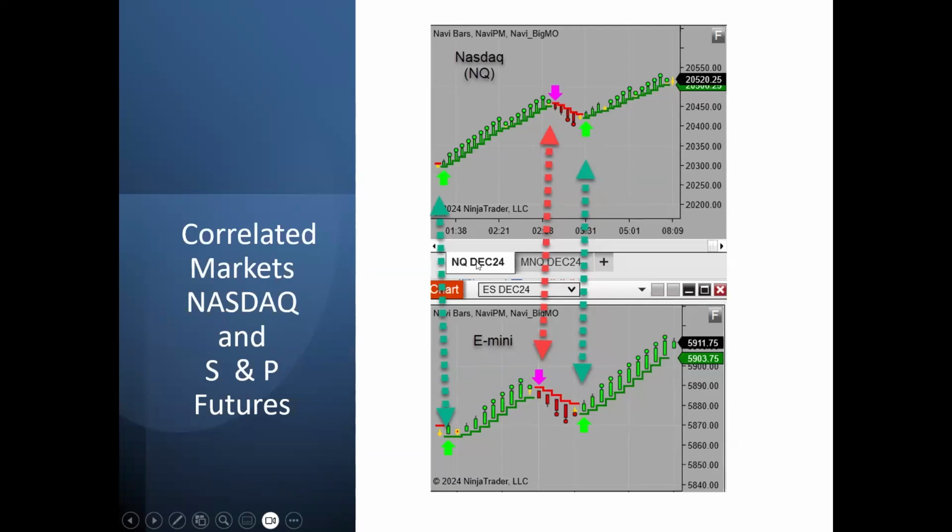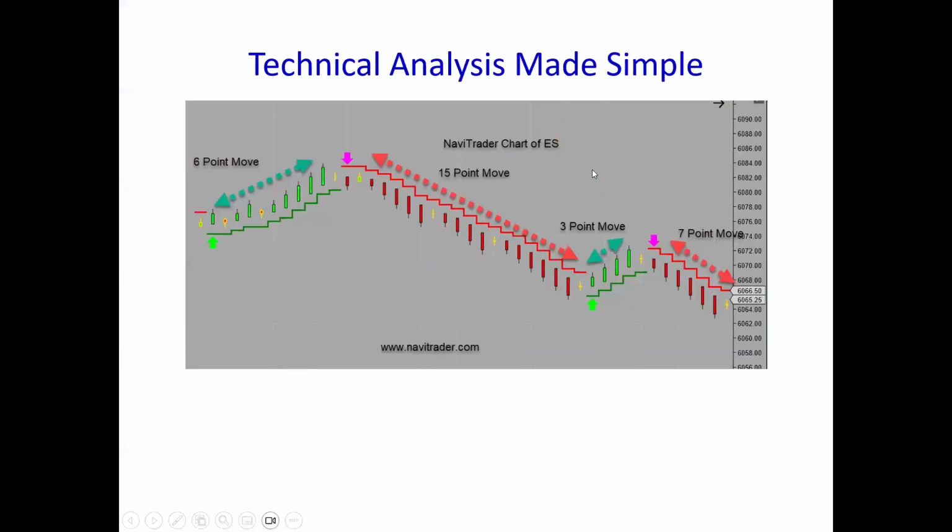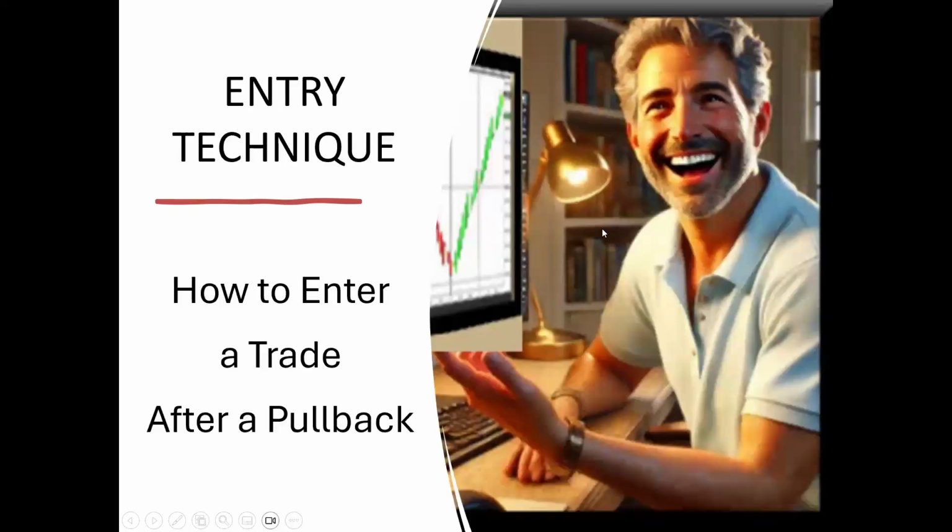And also with our charts, it's very easy to set up a set of rules for your trading. You know the best traders are really people who use rules-based trading. So again, technical analysis, we're trying to make this easier for you. 6-point move up here, 15-point move down, 3-point move up, and a 7-point move down.